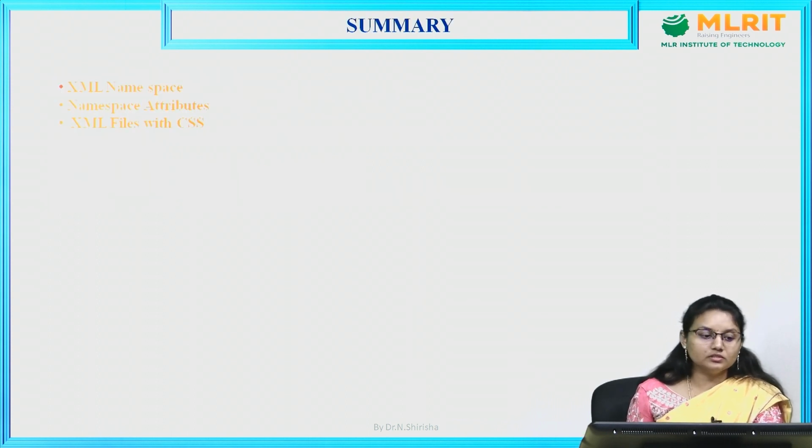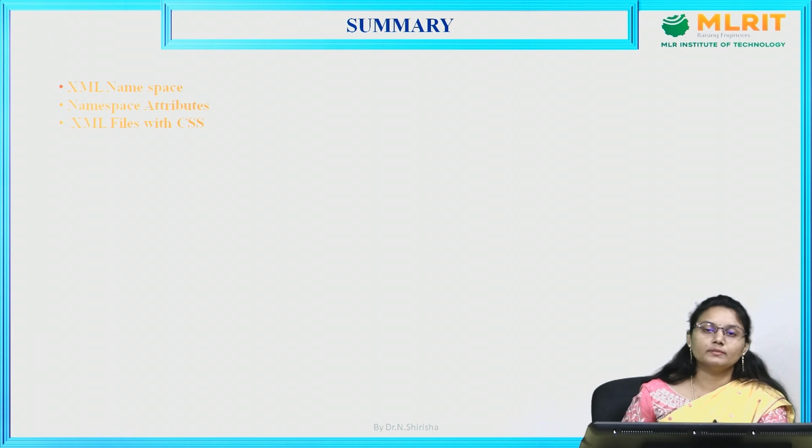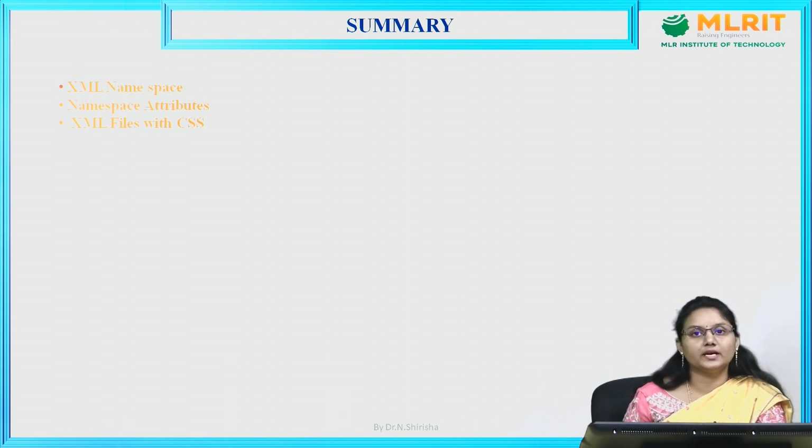Okay, in this session we have discussed XML namespace. Namespace is used for avoiding conflicts between two similar tags. And your namespace is defined as an attribute xmlns with the prefixes, xmlns:prefix has to be given. Okay. So namespace attribute is nothing but xmlns, and XML files with CSS also we have seen.